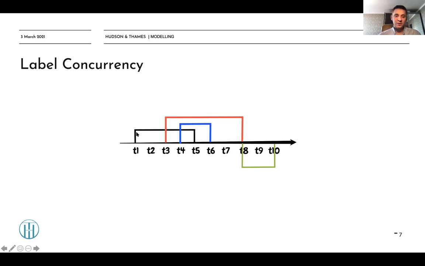So as we can see here, the black label overlaps with both the blue label and the red label. What we can also see is that the red label overlaps, of course, with the black label and the blue label. And the blue label also overlaps with all three, red and black labels. And only the green label does not overlap with any one of them. So let's keep that in our mind, the concept of label concurrency, which we will understand how applied further in our modeling.